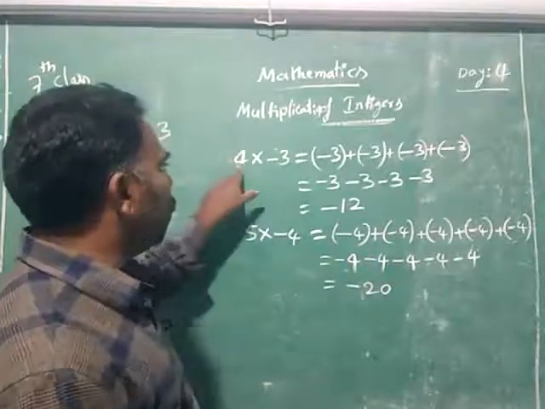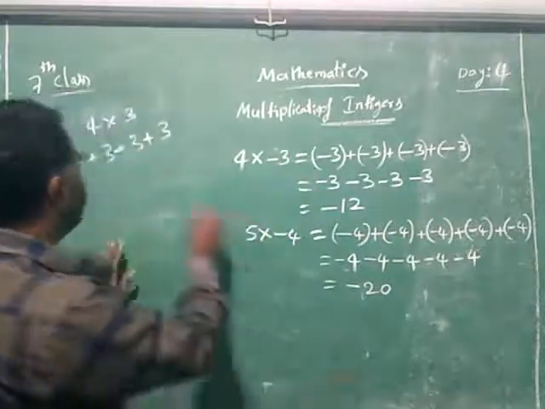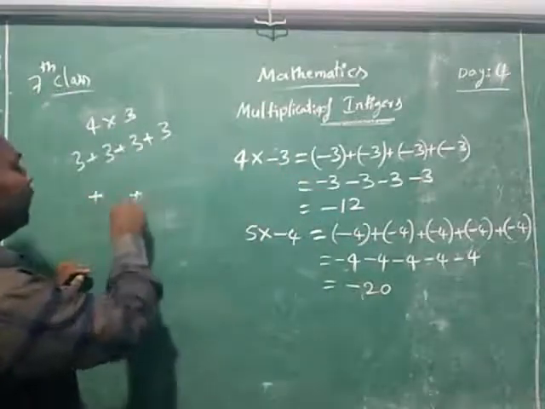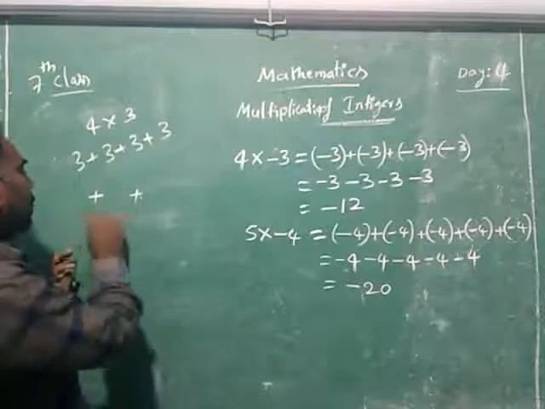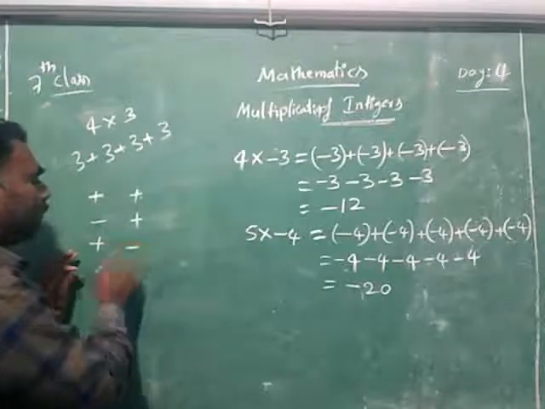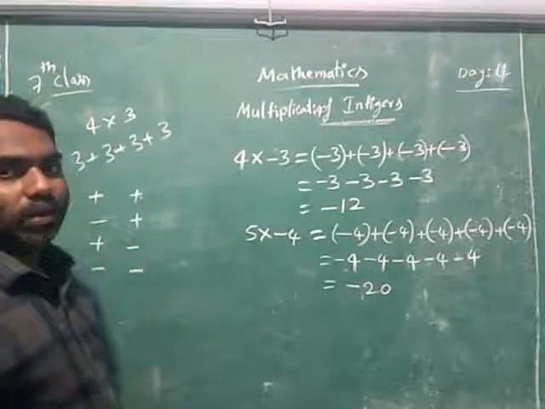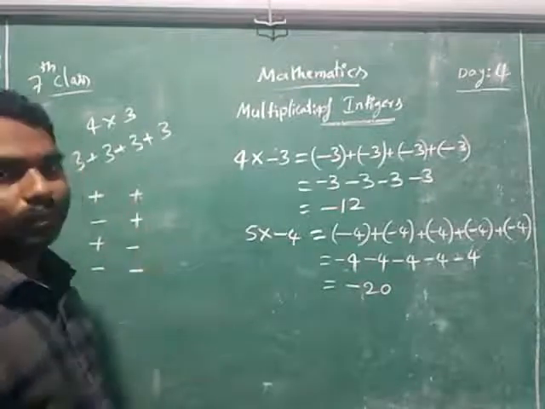Means one positive and one negative. The situations are like that. Positive and positive we need to be multiplied. Negative and positive we need to be multiplied. Positive and negative we need to be multiplied. Negative and negative we need to be multiplied. All these processes we have to learn.